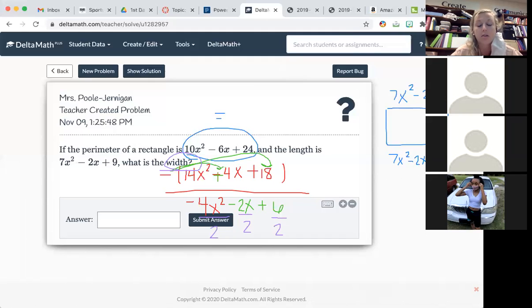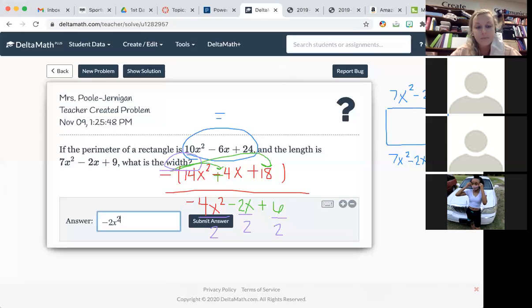What is the width? So negative 4 divided by 2, does everybody agree that's negative 2x squared? Yes. And then negative 2x divided by 2 is negative 1x. Do you have to put the 1? No. You just put negative x. Good job, girls. And then what's 6 divided by 2? 3. Good. That's the width.